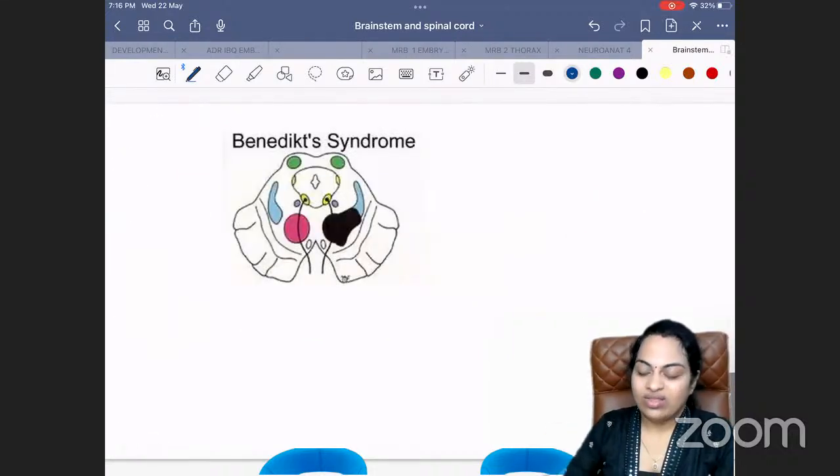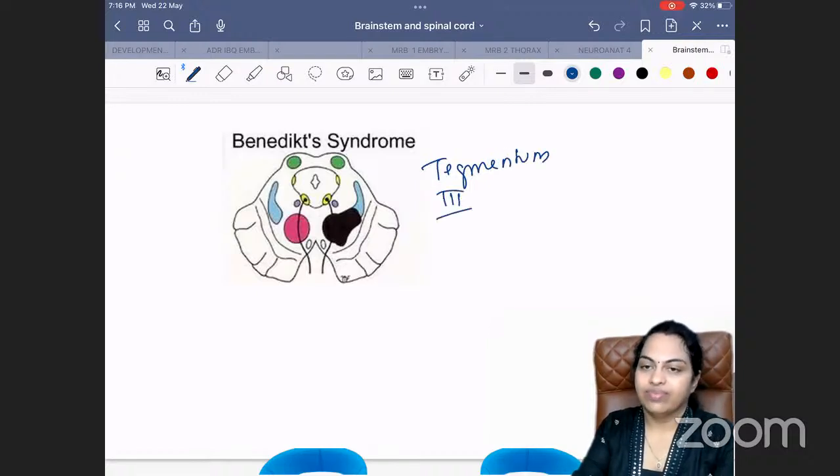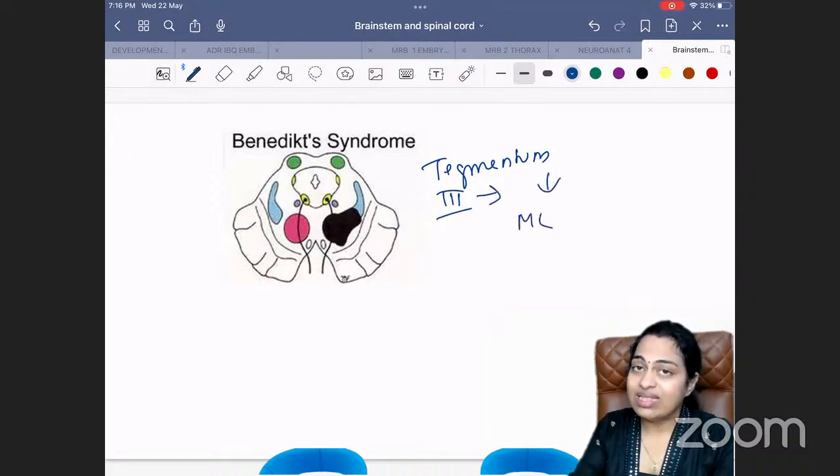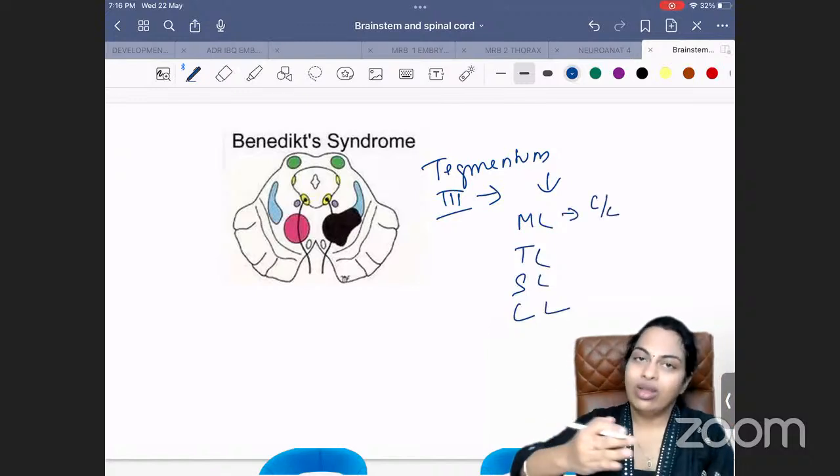Benedict syndrome. This typically involves the tegmentum of the midbrain along with the third nerve. Third nerve features we have seen. What are the structures present in the tegmentum? Medial lemniscus, I call it MTSL. Okay, so medial lemniscus, posterior column, but cross.